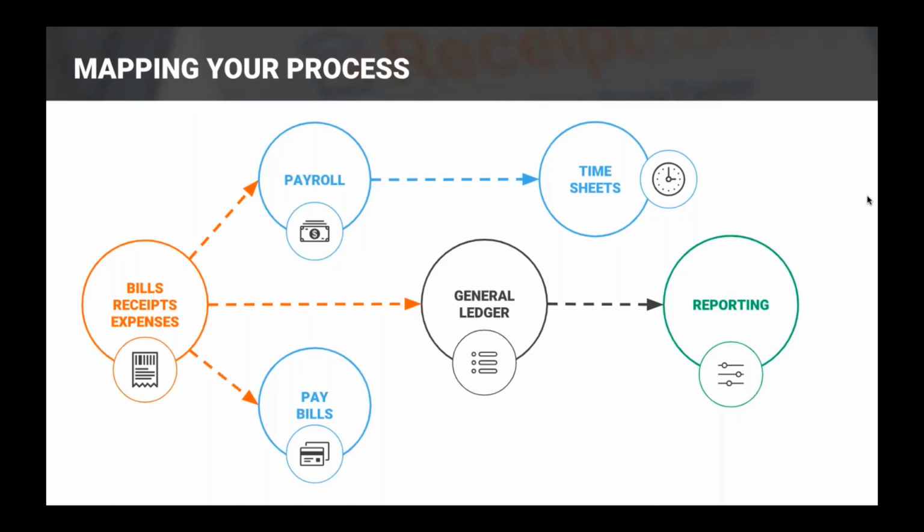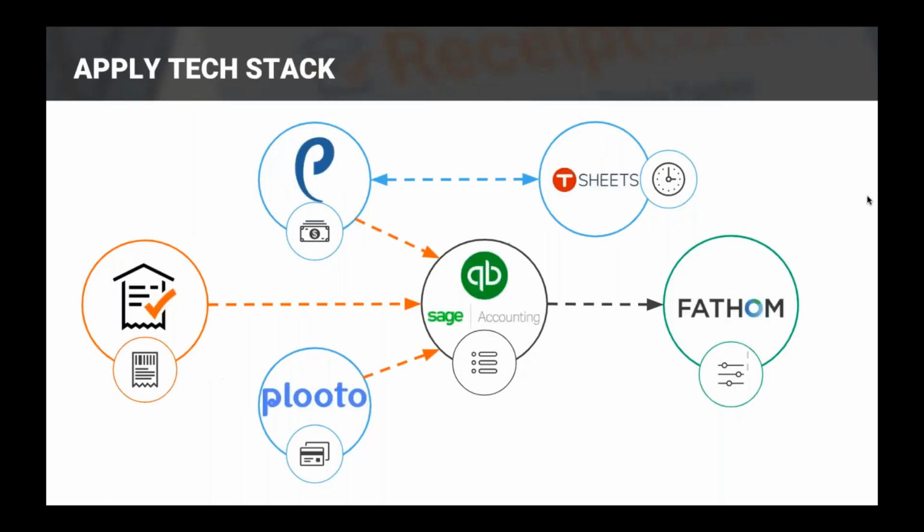With the process mapped, as you can see here, we can now ask what technology is available to do the heavy lifting of that day-to-day data processing. Here is an example of some of the most popular applications out there. Receipt Bank collects all the expenses, receipts, bills, invoices, credit notes, anything you can think of, and sends it over to the general ledger.